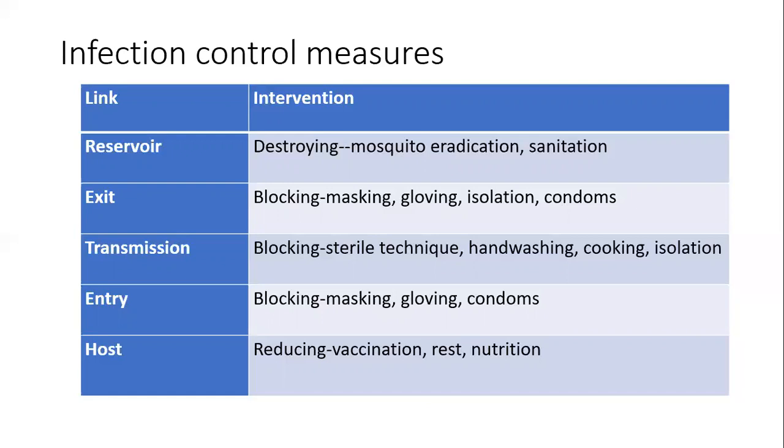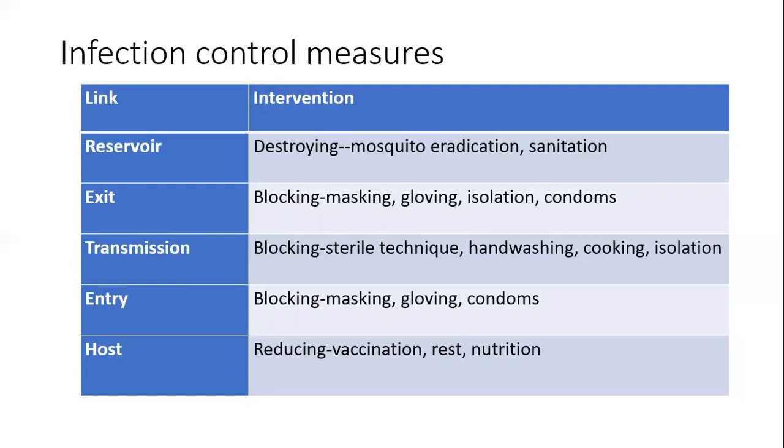So let's look at this. What you can do, the link in the chain, first there's the reservoir or the source. There are things that could be done like destroying the pathogens, like mosquito eradication and sanitation. The portal of exit, you can block it by masking, gloving, isolation, and condoms are another example of this.